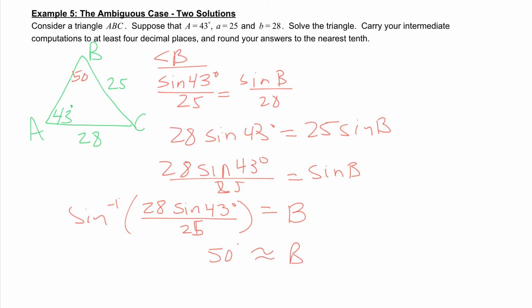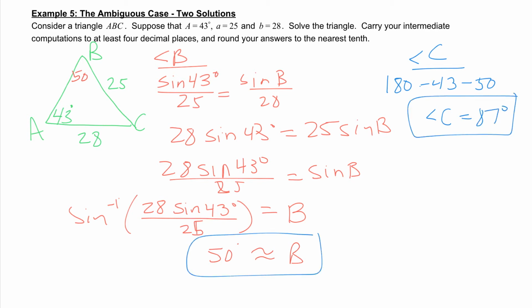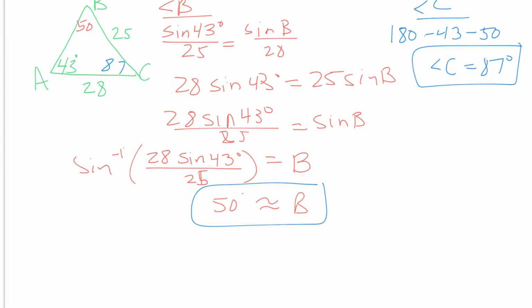Then the next thing that we can find is angle C because we have 2 out of the 3 angles. So to find angle C, we're just taking 180 minus 43 and then minus 50, which will give us an angle measure of 87 degrees. So angle C is going to be equal to 87 degrees. So here's angle C, here's angle B. So let's put that in our triangle, so that's going to be 87. And then the last thing that we need to find here is side little c. So we're going to go ahead and do that.